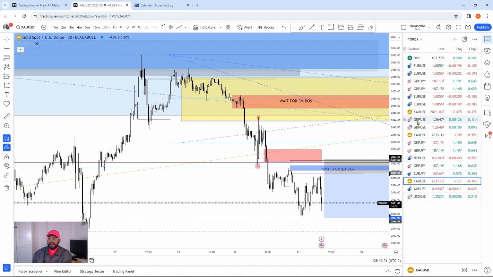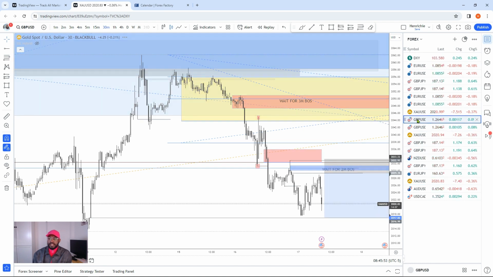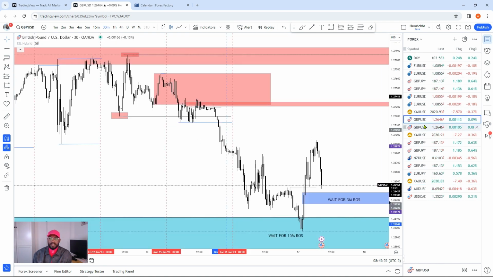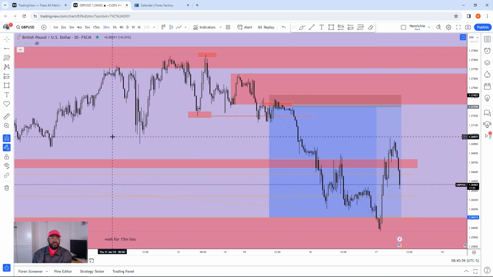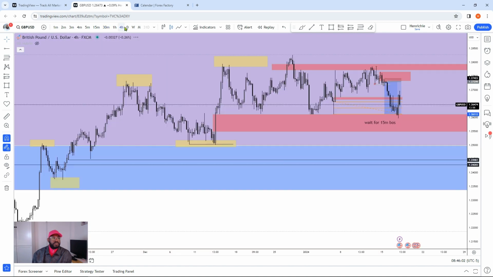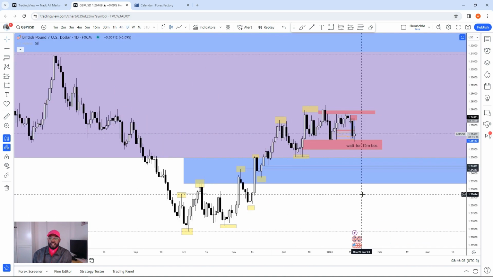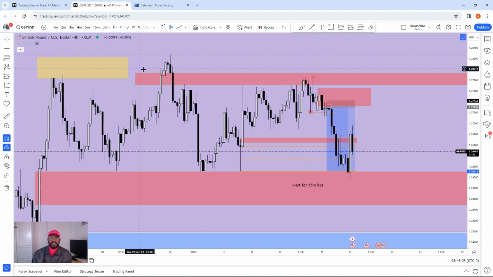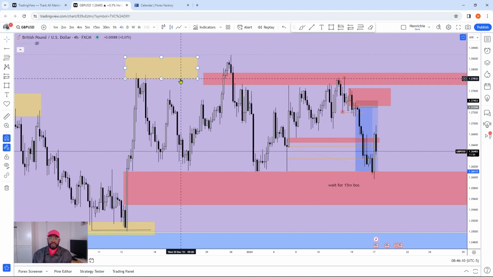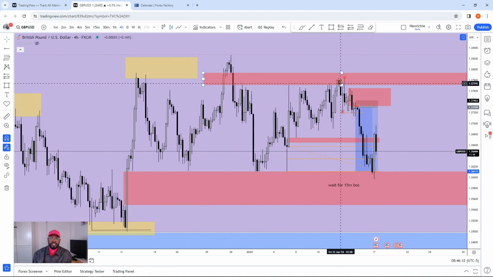So the next one we're going to look at is GBP US dollar. I want to see what the market is doing on GBP US dollar. So for GBP US dollar, I talked about the inefficiency resting right here. And as you can see, price came into it.